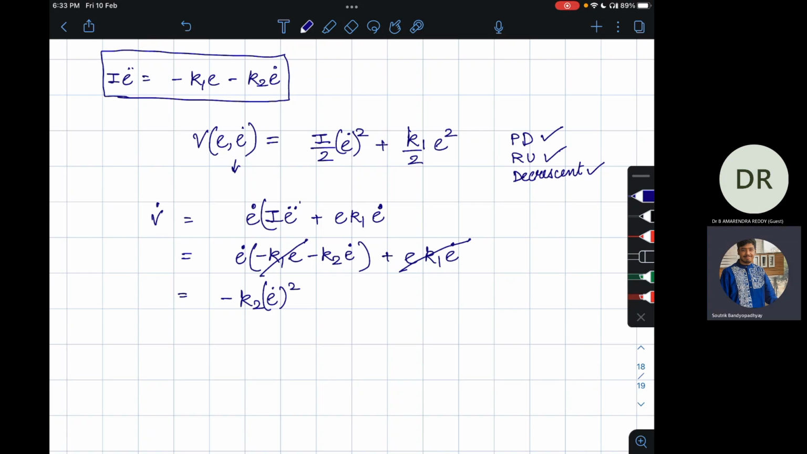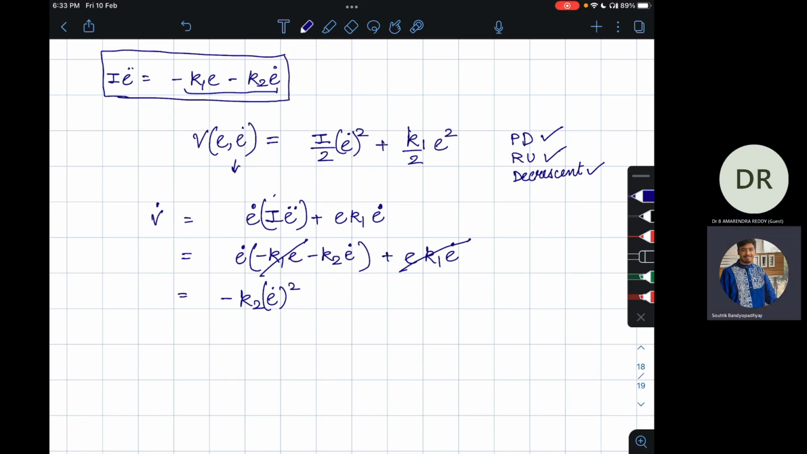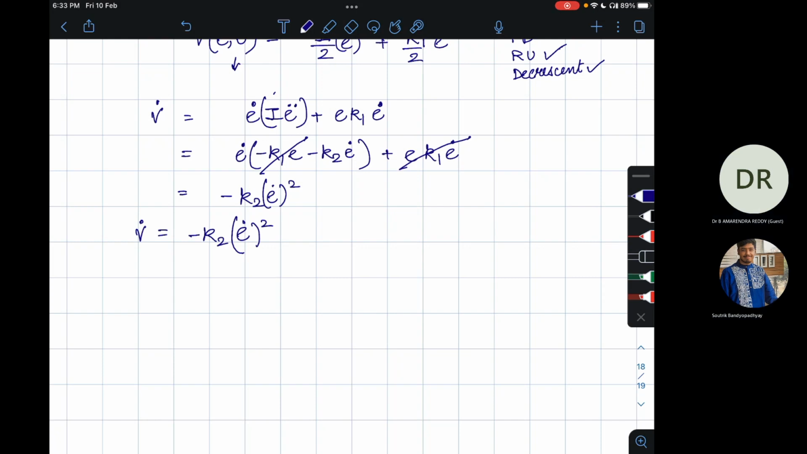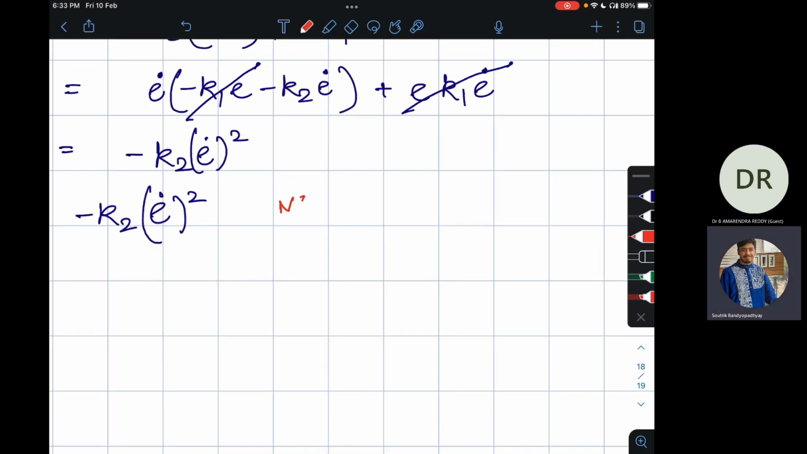Yes. I have substituted IE double dot from this expression. Okay. Now V dot is minus K2 into E dot squared. So is this negative definite or negative semi-definite? It is negative semi-definite, sir. Why? Because it is a function of only E dot. Perfect, perfect. So it is negative semi-definite.